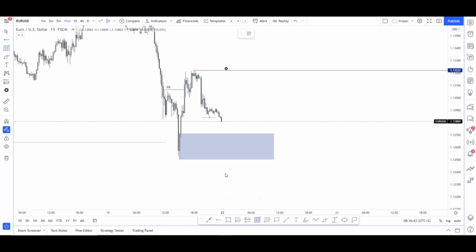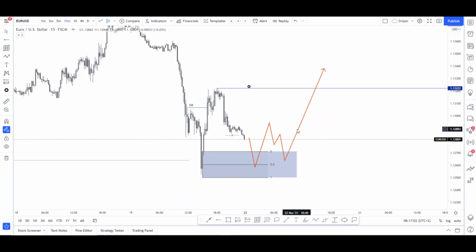Potentially look at a 50% tap of this area. Let's see, something like this. If we can get a tap at 50% and then a continuation up, that would be a good confirmation. Then if we break this structure, looking for a pullback towards an entry point and then a continuation up. So that's very early on in the week.